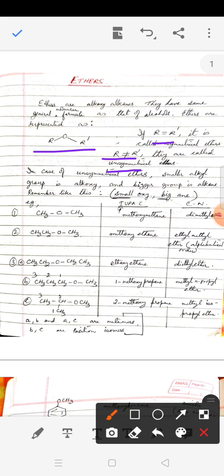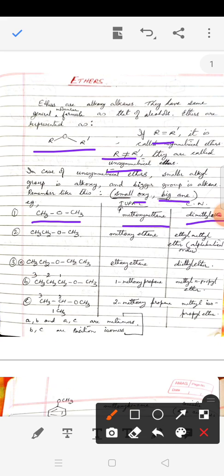Now normally what happens? The smaller alkyl group is prefixed with oxy and the bigger alkyl group is ended with "ane". That means alkoxy-alkane. So here the first example you have taken, when both the alkyl groups are the same across oxygen. The IUPAC name is methoxymethane and the common name is dimethyl ether.